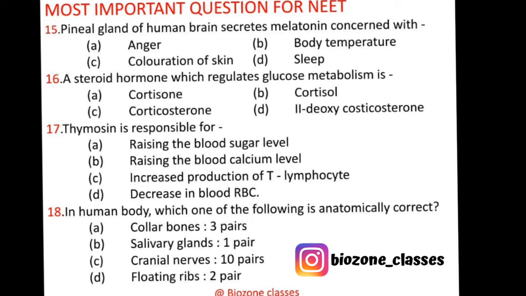Now we come towards question number 18. In a human body, which one of the following is anatomically correct? A. Collarbones 3 pair, B. Salivary glands 1 pair, C. Cranial nerve 10 pair, and D. Floating ribs 2 pair. So if you know very well all these structures, immediately you find the anatomically correct option is C, that the cranial nerves are present 10 pair.